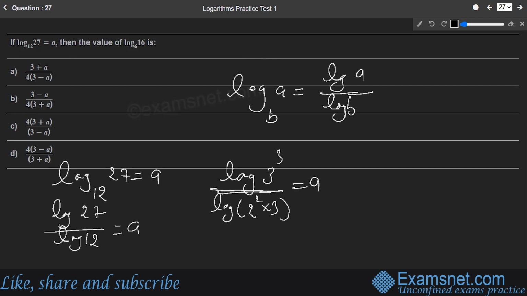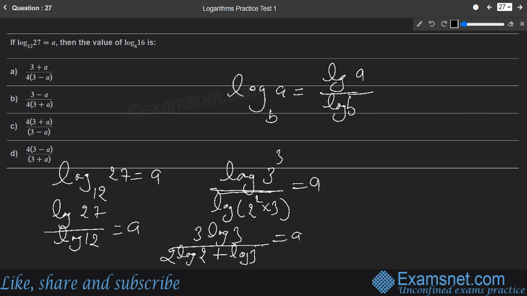Now we can use certain properties. In the numerator, we can write 3 log 3. What property is being used? Log m to the power n is n log m. In the denominator, we can write log 2 square plus log 3, and log 2 square will be nothing but 2 log 2 using the same property. So it becomes 2 log 2 plus log 3, because log of m into n is log m plus log n. That's why the plus sign has come out from the multiply sign. So the step we got is 3 log 3 over 2 log 2 plus log 3, and that is equal to A.